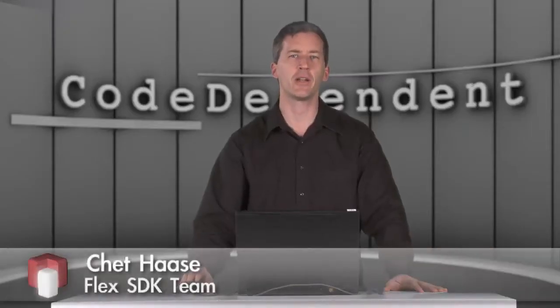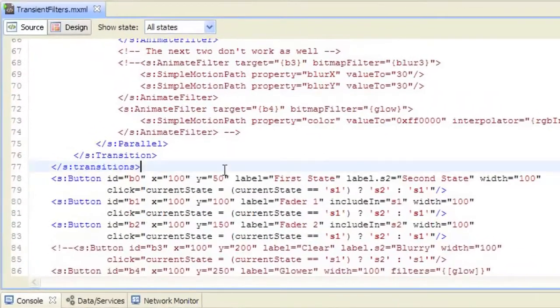Today on CodeDependent, I'm going to talk about AnimateFilter, which is one of the new effects in Flex 4, and how you can use it for getting some transient filter effects on components on the screen. So in this application, I have these three buttons that I'd like to animate as they go from the first state to the second state.